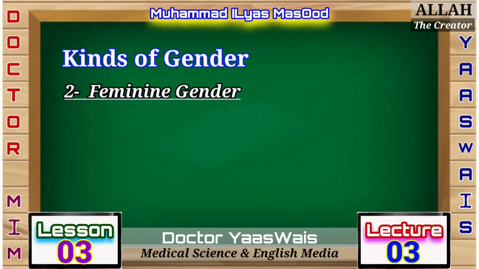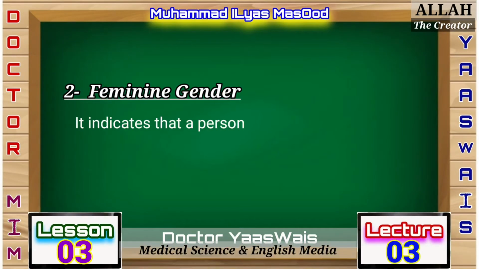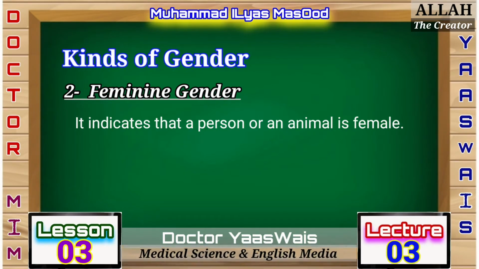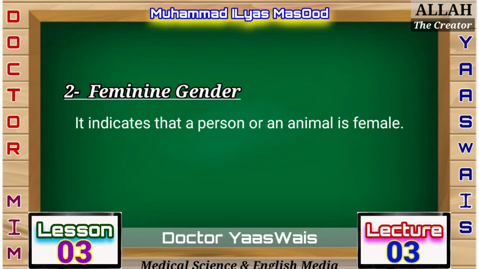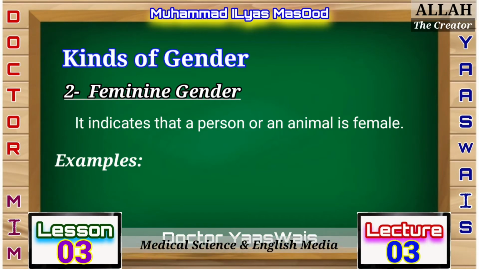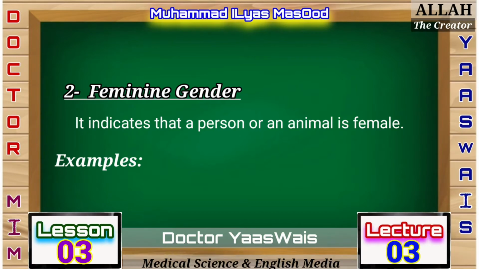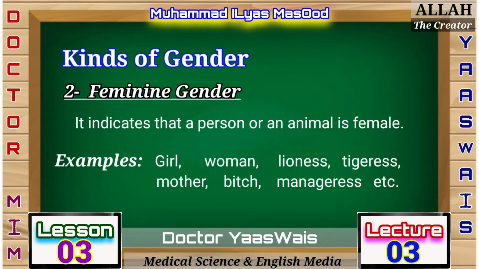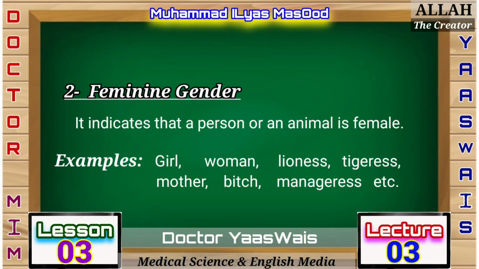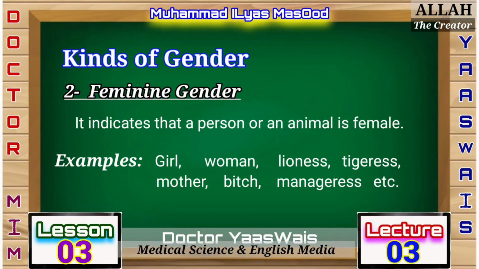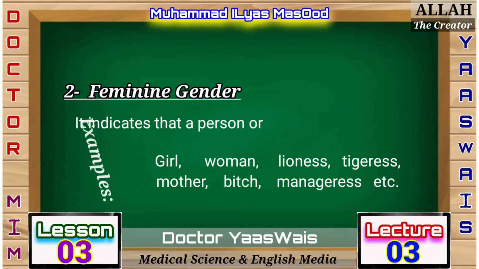Feminine gender. Feminine gender indicates that a person or an animal is female. Feminine refers to female gender. Consider the following examples. They show feminine gender for the male genders of those previous nouns. Girl, woman, lioness, tigress, mother, bitch, manageress, and many more.